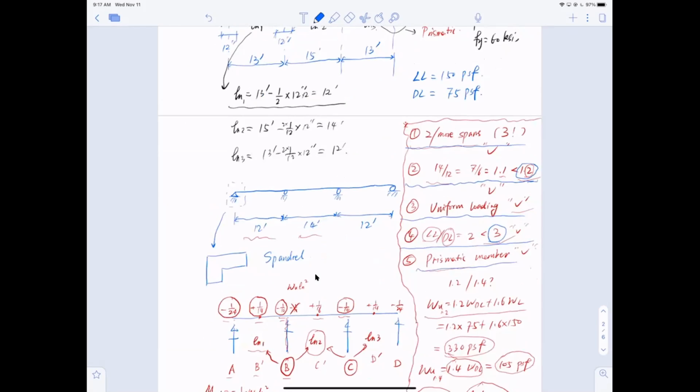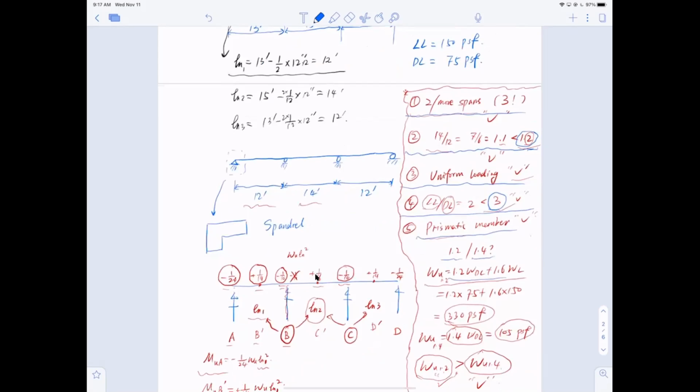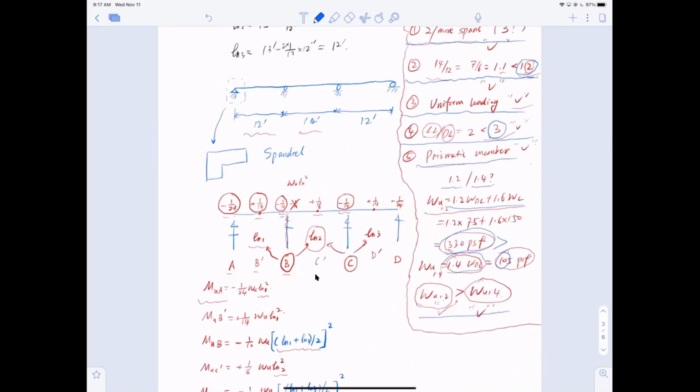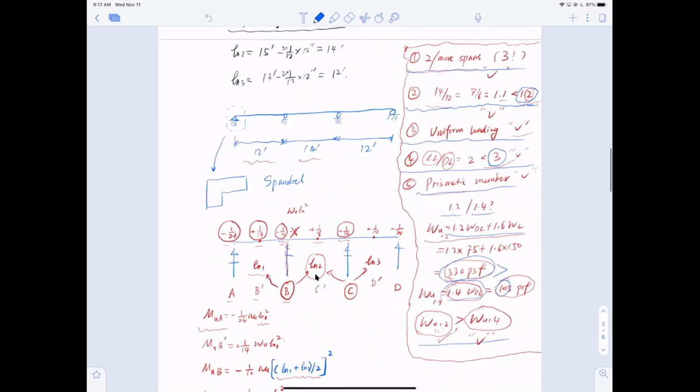cannot be irregular sections. And last but not least, the 1.2 dead plus 1.6 live load has to be bigger than the 1.4 dead load. If I do 1.2 dead plus 1.6 live, I come up with a number, and if I do 1.4 dead, I come up with a number. I have to make sure the first is bigger than the 1.4 dead. This has to stand. You will have to remember all these 5 criteria, so check them all before you start using the moment coefficient, because if any one of these is violated, you will not be able to use the moment coefficient, and you'll be tested on this in the exam.